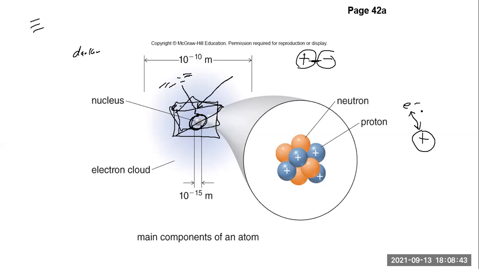It's almost like a string that holds the electron there. If you hold one end of a string and it flops around all over the place, that's sort of how the electrons move around, flopping around, but anchored to the nucleus because of that positive charge.